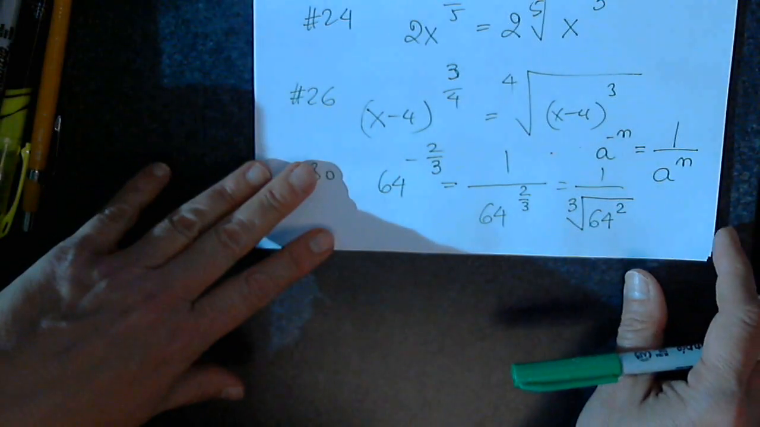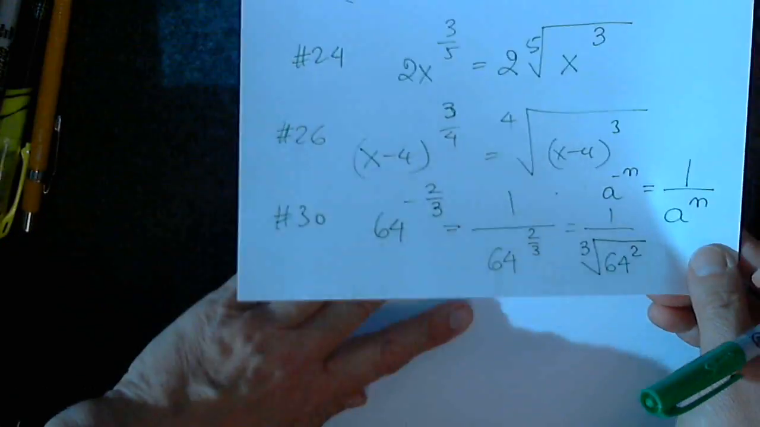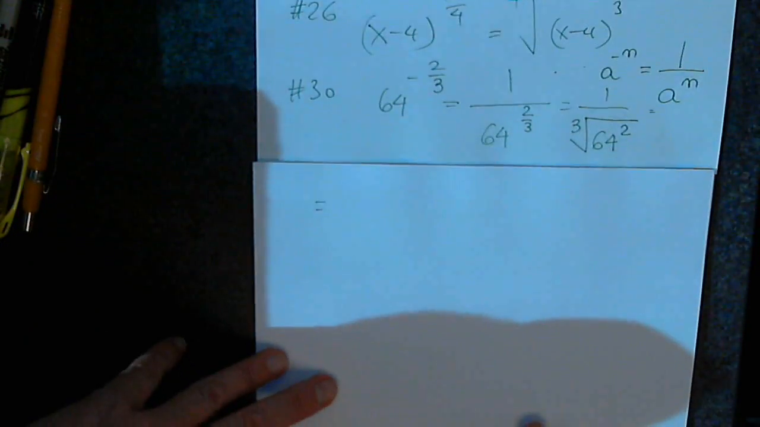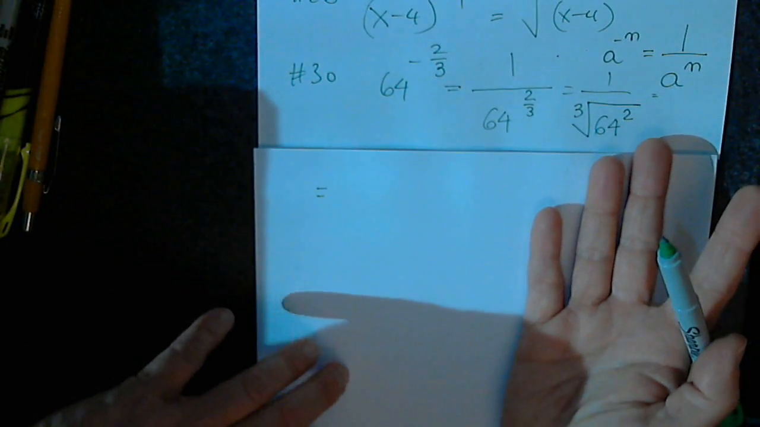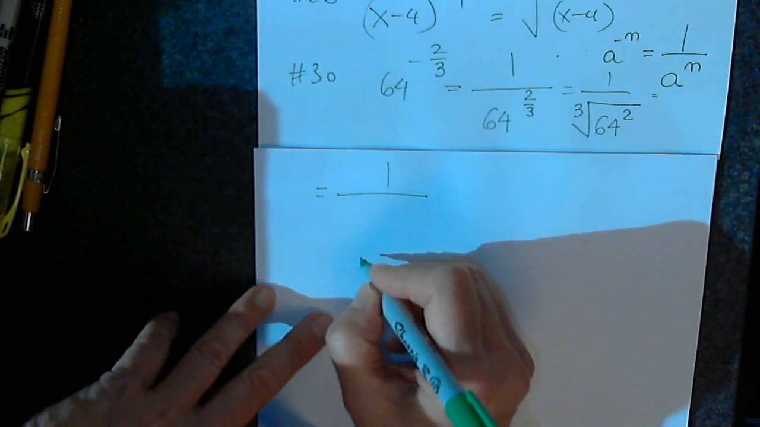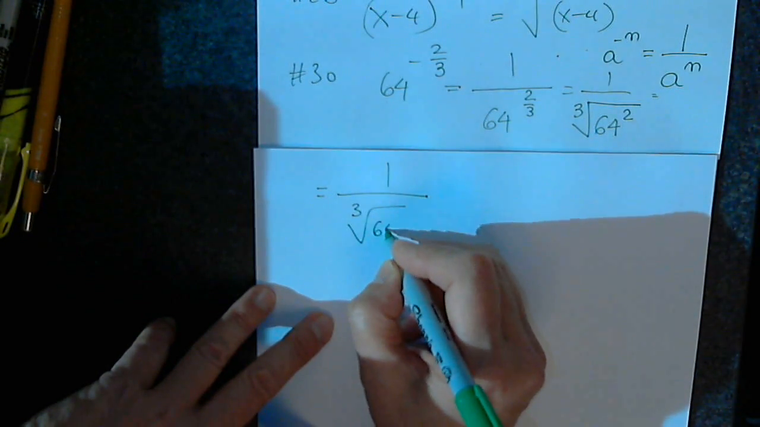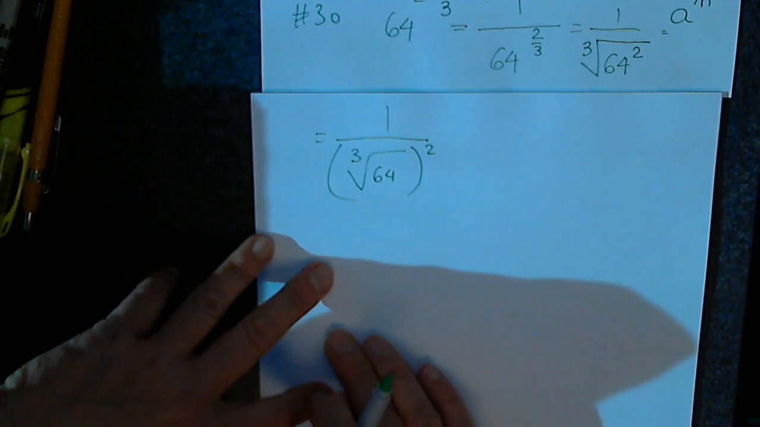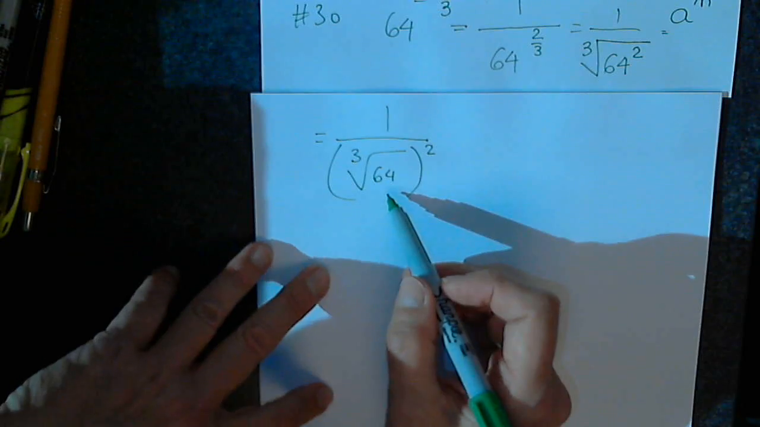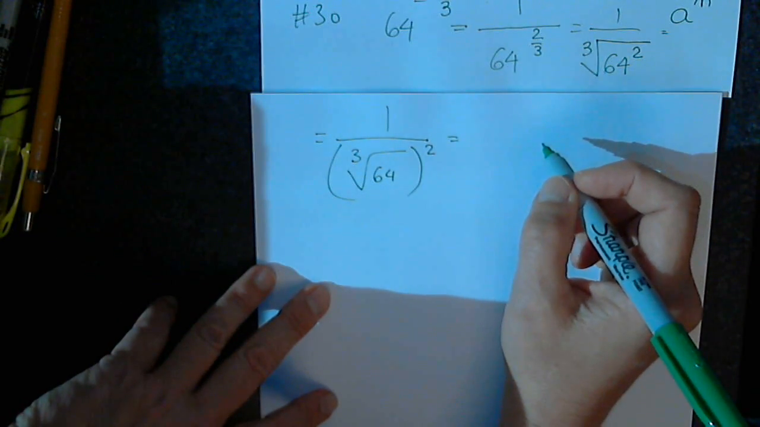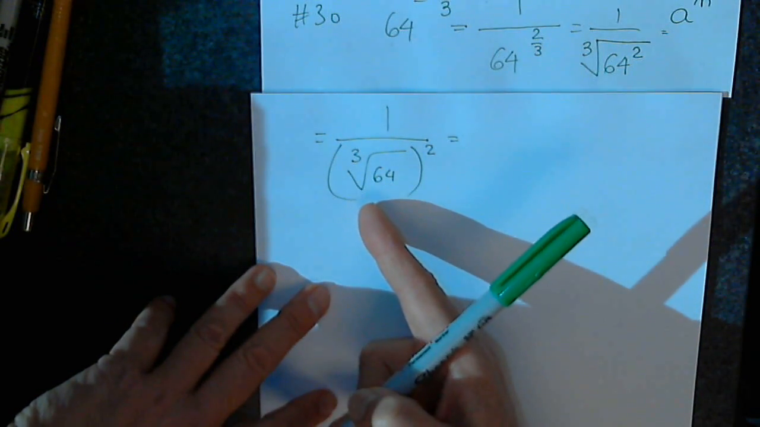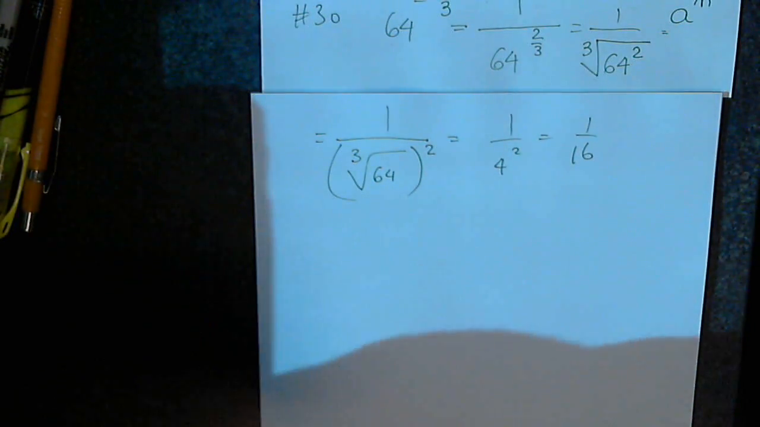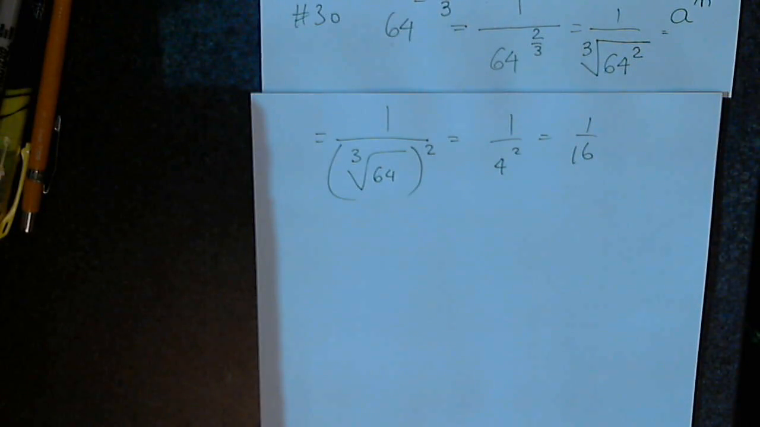Any questions? I just want to simplify this. There is one more step here. So I can rewrite this expression as 1 over the cube root of 64 squared. How much is the cube root of 64? Yes, it's 4. So 1 over 4 squared, which is 1 over 16. Very good. I'll stop here.